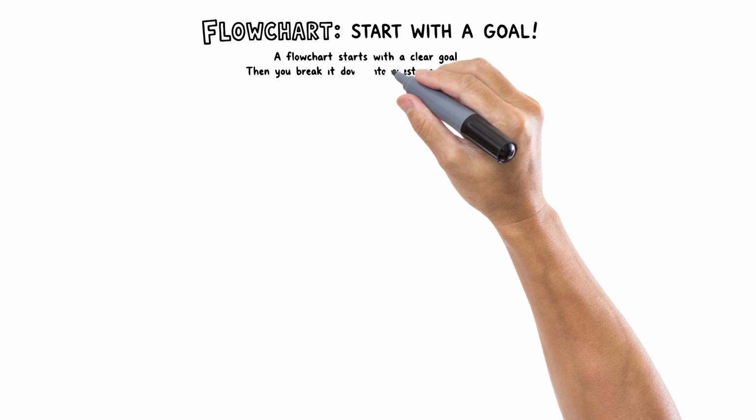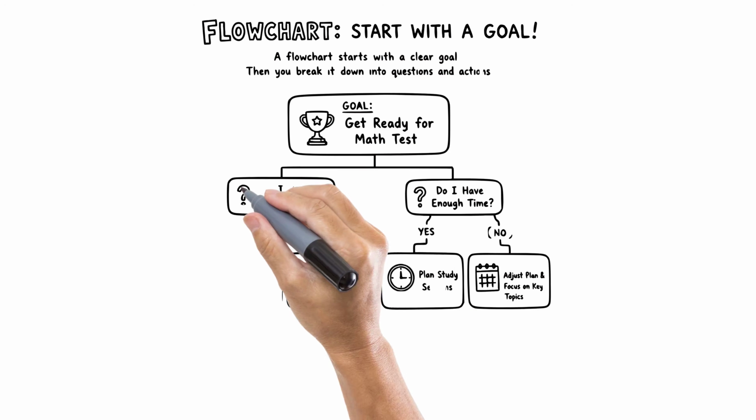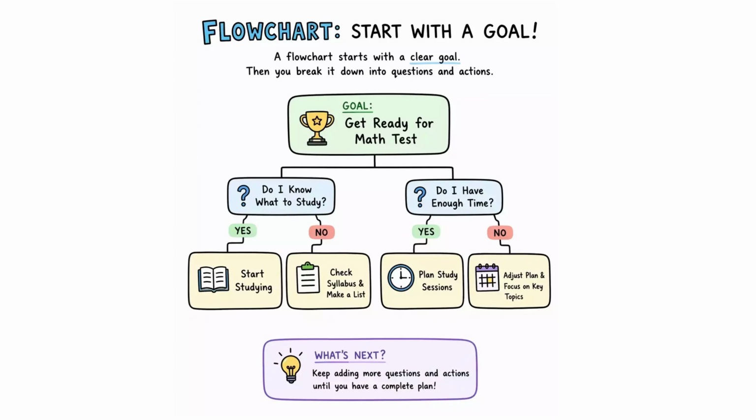When building a flowchart, always begin with the goal. What is this system supposed to do? If the goal is fuzzy, the flowchart will also be fuzzy. But once the goal is clear, the steps, questions, and outputs become much easier to design.